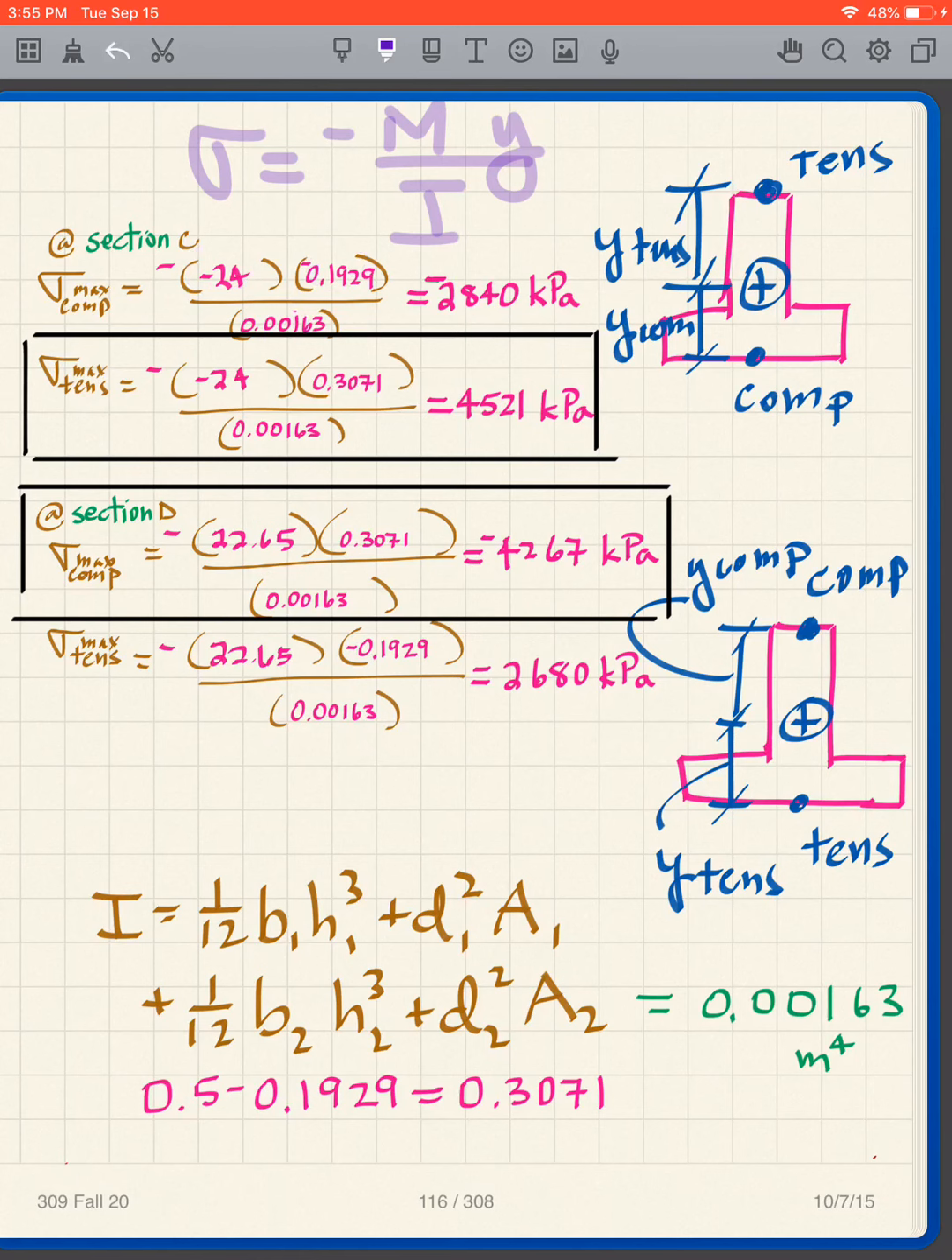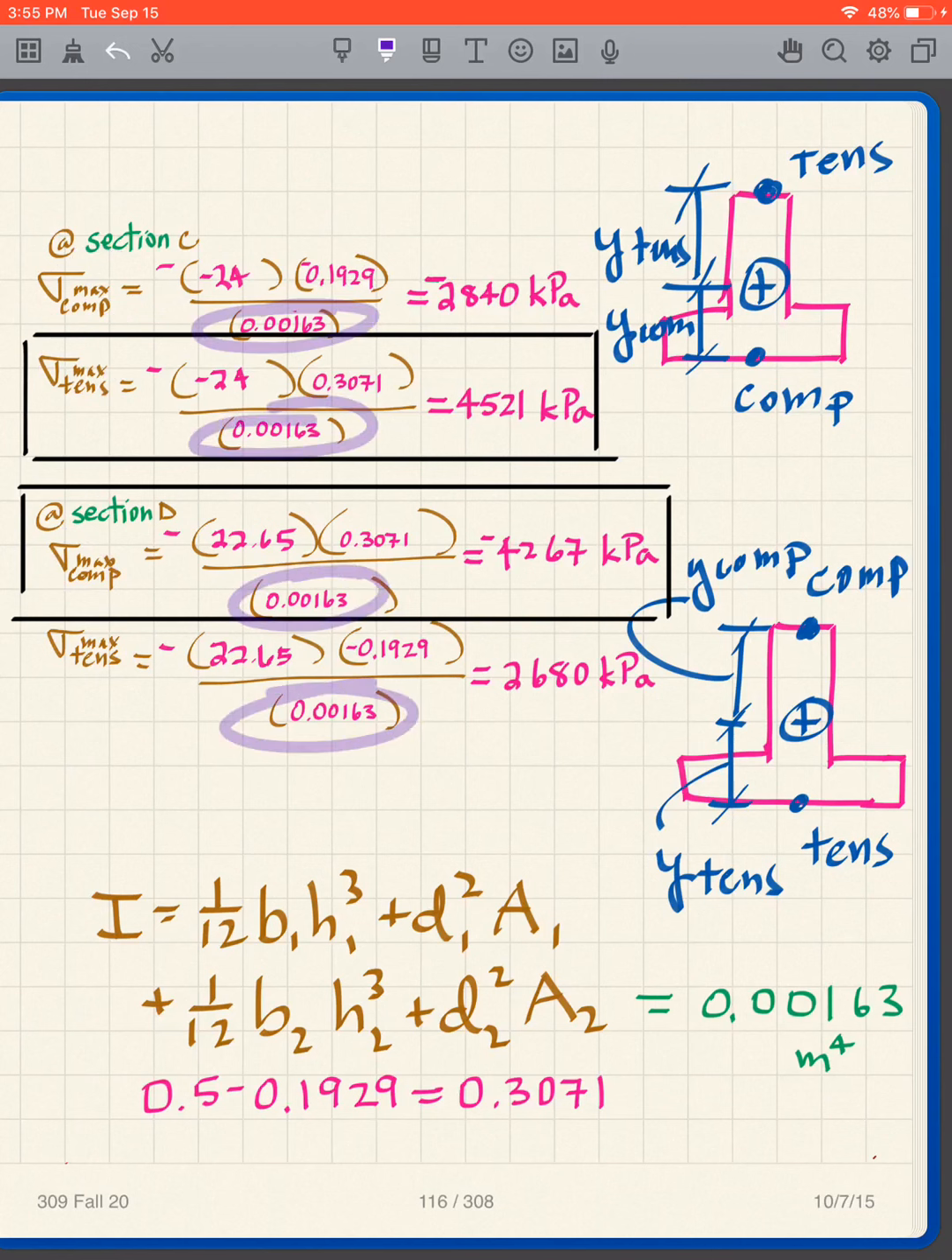So I'm going to do this, like I say, 4 times. Top and bottom at section C, top and bottom at section D. So, 1, 2, 3, 4. For all of these cases, the moment of inertia is the same. So this is the easy part. That we've already calculated. It goes in the bottom of every single one. So that's straightforward.